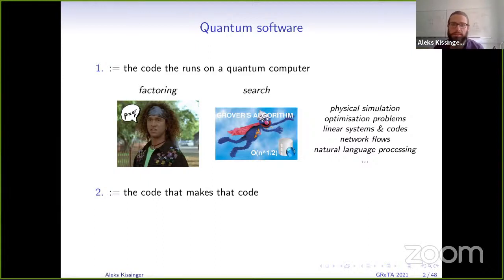So what I'm going to talk about is the code that makes the code. This is really talking about compiling quantum software. So you have some kind of high-level description of an algorithm, and you want to translate it down to something that can run efficiently on a quantum machine. In addition to just being runnable at all, we want to make things run fast, and we want to make sure they run correctly. So optimization and verification are rolled into this idea of quantum compilation.